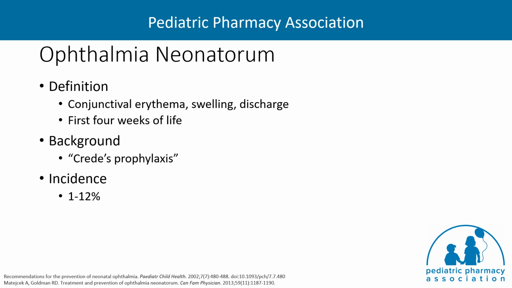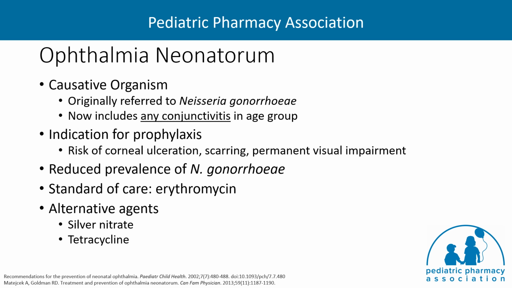The overall incidence of ophthalmia neonatorum is between 1 and 12%. As I mentioned, in 1881 they were primarily concerned with Neisseria gonorrhea being the causative organism. However, this now accounts for less than 1% of all cases, with Chlamydia trachomatis causing 2 to 40% of cases, with other organisms such as staphylococcal, streptococcal, and Haemophilus species making up the remainder. Ophthalmia neonatorum now includes any conjunctivitis seen in this age group.